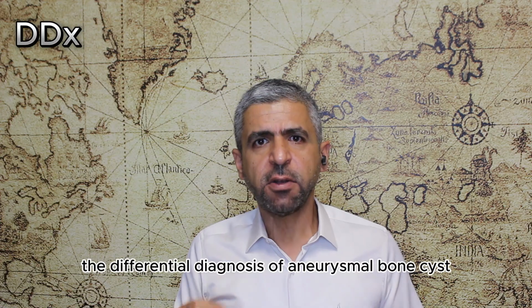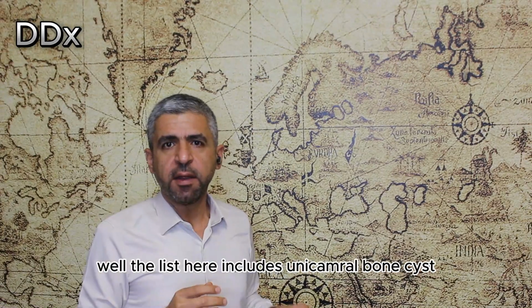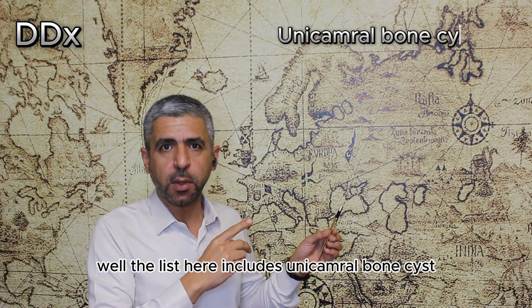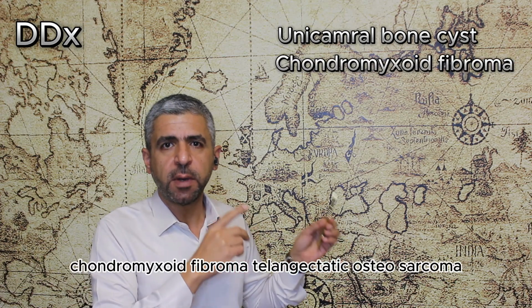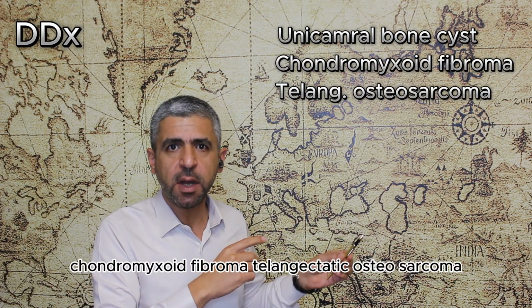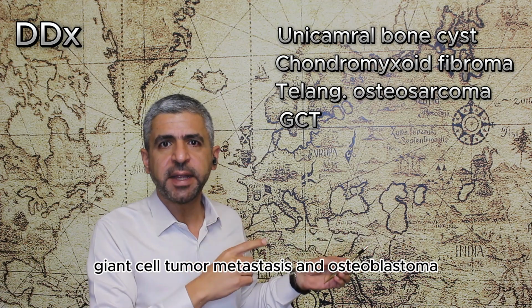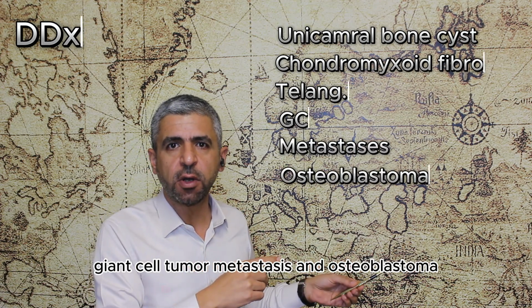What's the differential diagnosis of aneurysmal bone cyst? Well, the list here includes unicameral bone cyst, chondromyxoid fibroma, telangiectatic osteosarcoma, giant cell tumor, metastasis, and osteoblastoma.